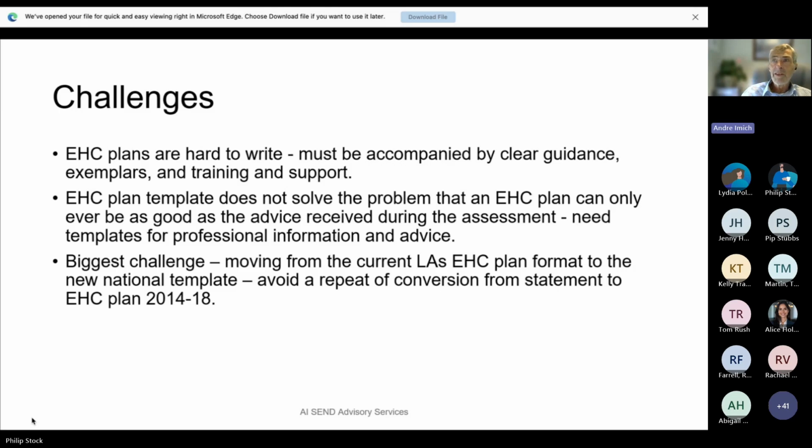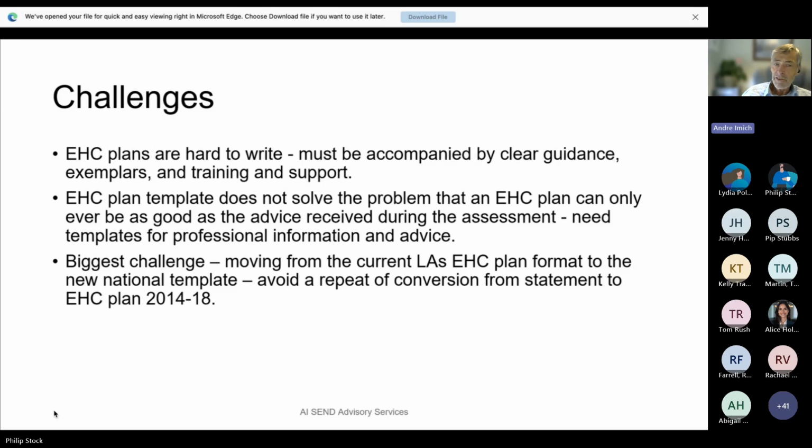We must always remember that having an EHC plan template is not necessarily a panacea in itself. It does not solve the problem that an EHC plan can only ever be as good as the advice received during the assessment. It can be worse. It can be a bad plan despite good advice, but it can only be good if it gets good quality advice received during the assessment. So maybe we should also be advocating for templates for professional information and advice, and a requirement that the professionals involved actually follow the template.